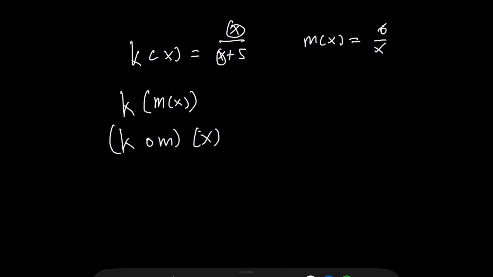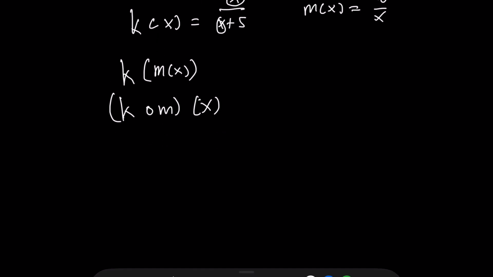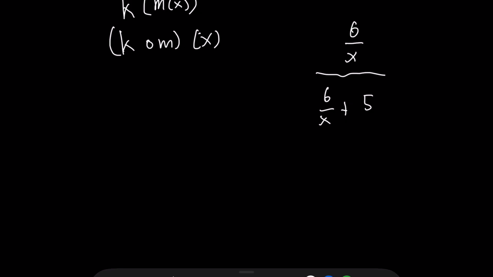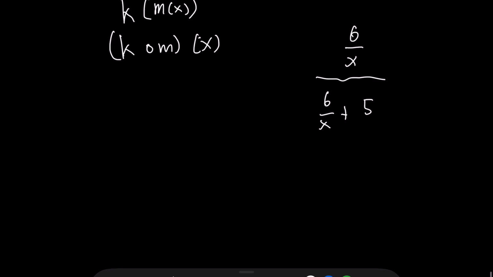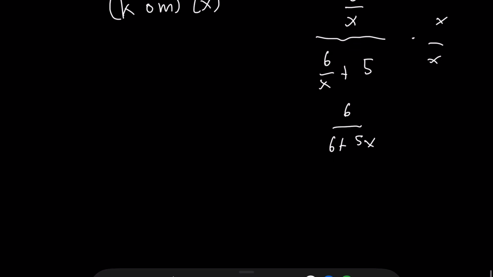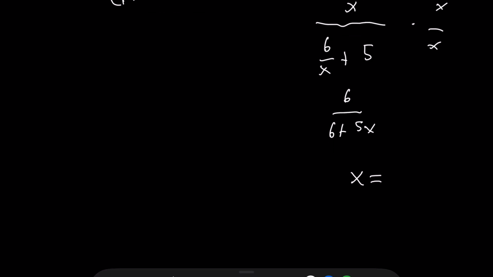So k of m of x, k composed with m of x, is just going to be 6 over x over 6 over x plus 5. And then just clean it up, multiply it by x over x. So that just becomes... Okay. And then if we wanted to find the domain of this, we're going to find where the bottom cannot equal 0.